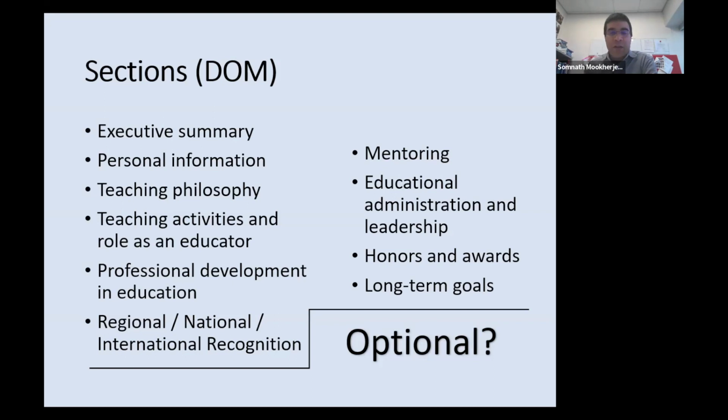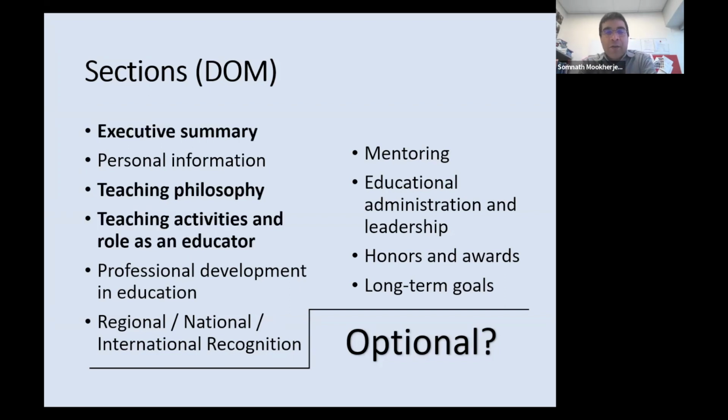So you may want to leave some of them out. Like if you don't have a leadership position, it's not a big deal. You can just leave that out. So what I'll be focusing on are what is now bolded: the executive summary, teaching philosophy, and teaching activities and role as an educator. That third bolded bullet point is the most important part, and that's the bulk of the teaching portfolio. So I'll spend some time leading you through how to do that.